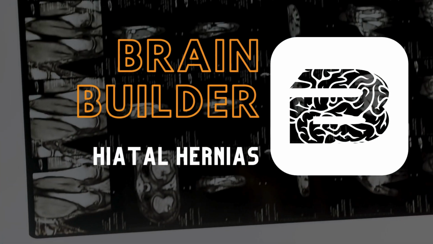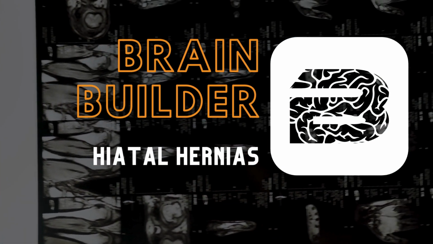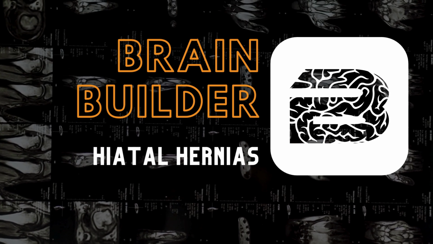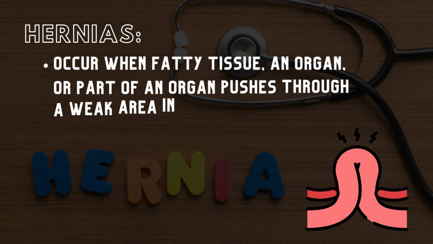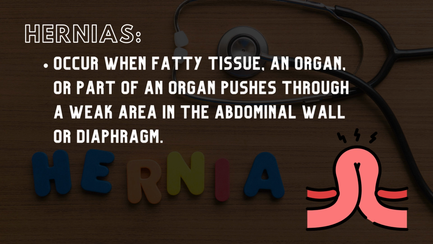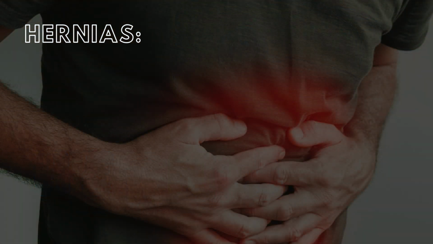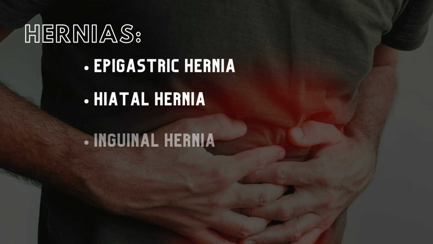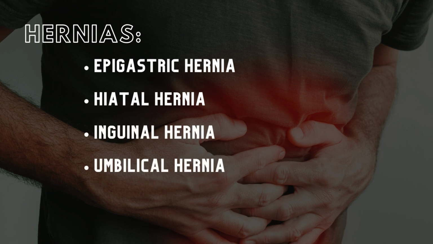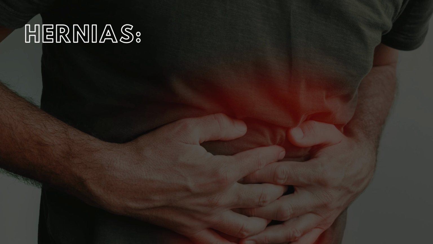Today, we are going to look at a BodyViz brain builder about hiatal hernias and then walk through a case study example. A hernia occurs when fatty tissue, an organ, or part of an organ pushes through a weak area in the abdominal wall or diaphragm. There are several types of hernias, including epigastric hernias, hiatal hernias, inguinal hernias, umbilical hernias, and incisional hernias. Hernias can be uncomfortable, but they are treatable with the right care.